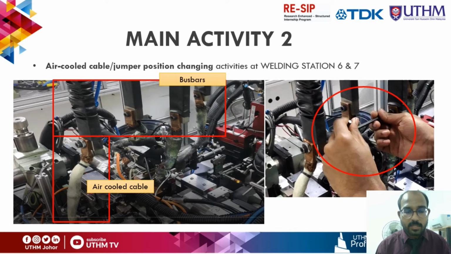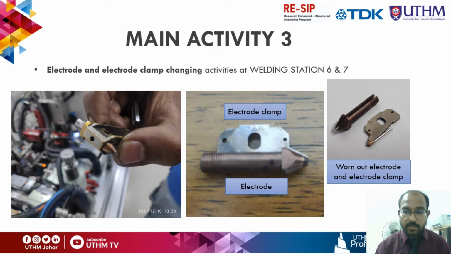Main activity 2 is the air cool cable or jumper position changing activities at both stations. The cable will be changed from the upper part of the bus bar to the lower part of the bus bar. This is where the current will be transferred from the bus bars to the air cool cable and then to the electrode to create a spark to weld the wire onto the gas tube arrestor. Moving on to main activity 3, it is about changing the electrode and electrode clamp for each changeover. Every changeover, the electrode will be changed, as shown in the picture.